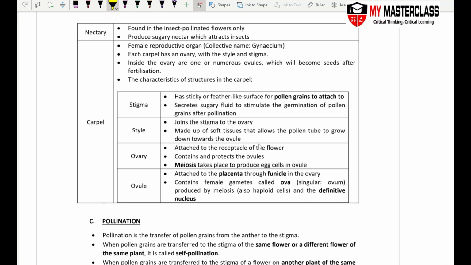The ovary attaches to the receptacle, so it protects the ovules. The ovules inside contain the female gametes, which are the ovum, or plural, ova. And this part is known as the definitive nucleus, because that's where fertilization takes place.